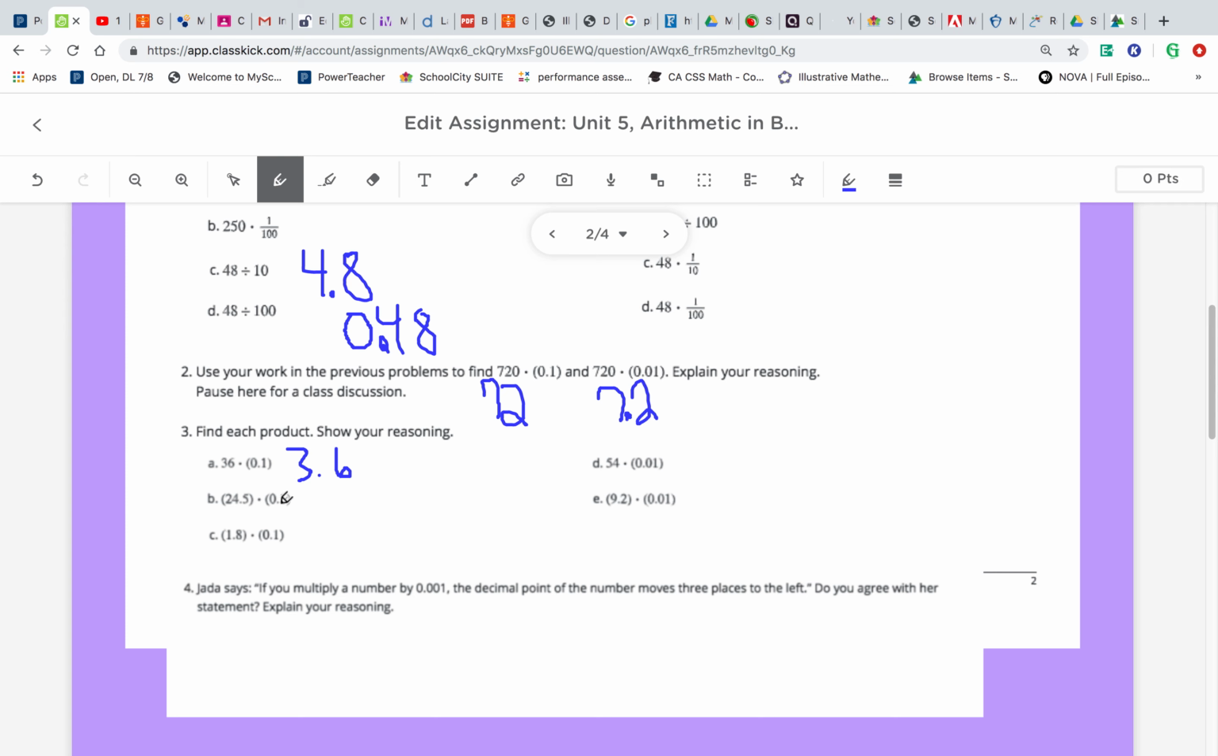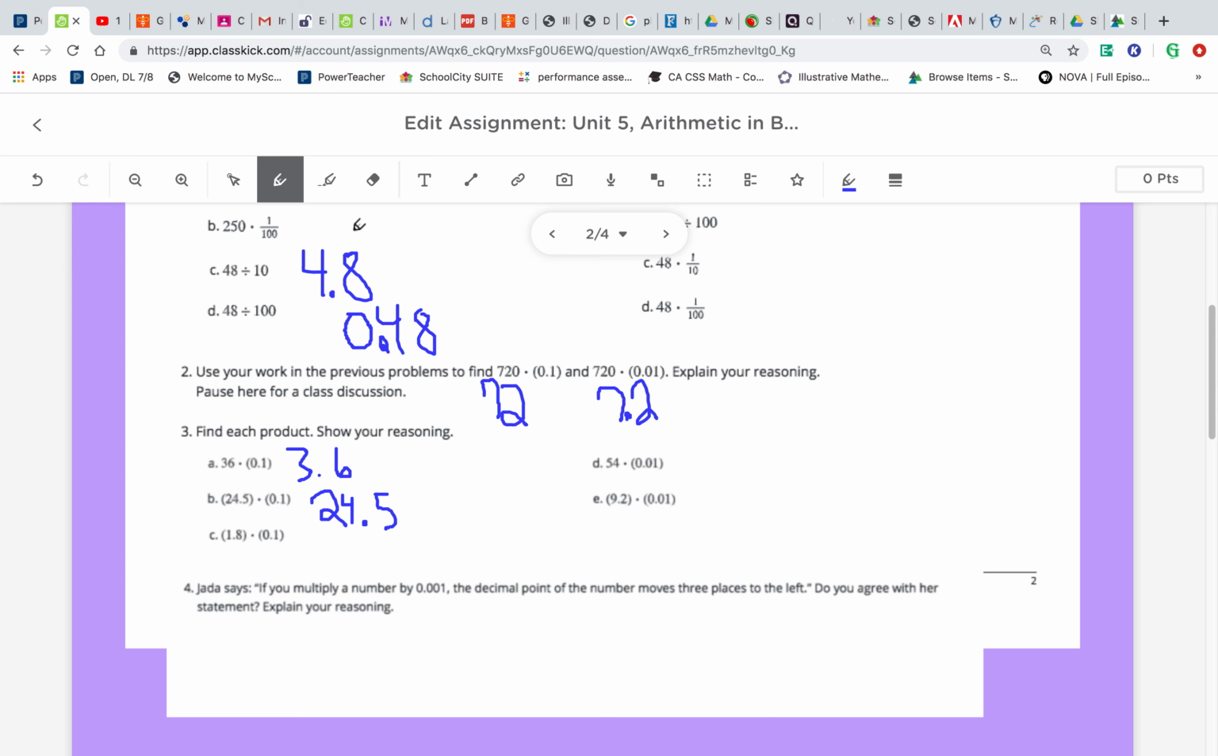24.5 times 0.1. Okay, same thing. I'm going to move the decimal point 1 spot to the left. Here, it's going to look a little bit different at first because we've already got a decimal point, right? It's 24.5. So if we're going to move this to the left 1 spot, it's going to end up between the 2 and the 4.